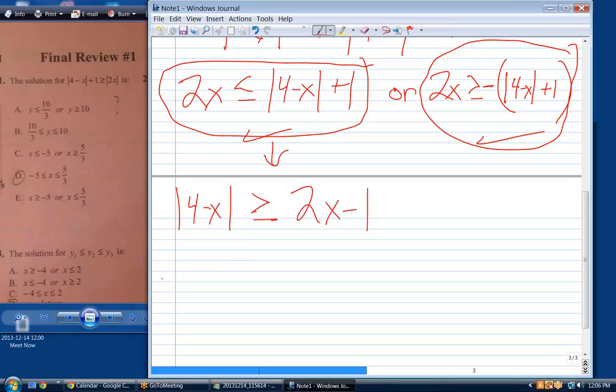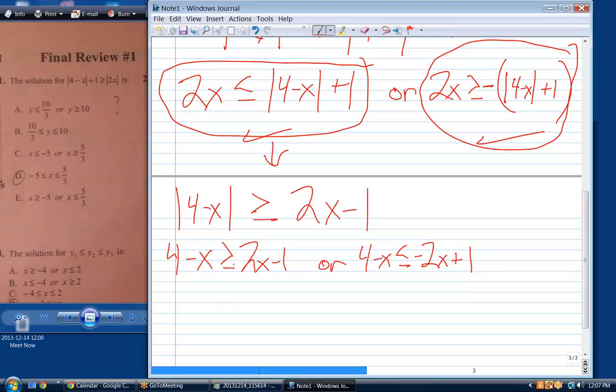Okay. This means two things. What's the first thing? That it's greater, or no, it's that 4 minus x is greater than or equal to 2x minus 1. Or that it's less than or equal to negative, and then in parentheses 2x minus 1. So that would be negative 2x plus 1, right? Yeah. Okay, now let's solve for x.